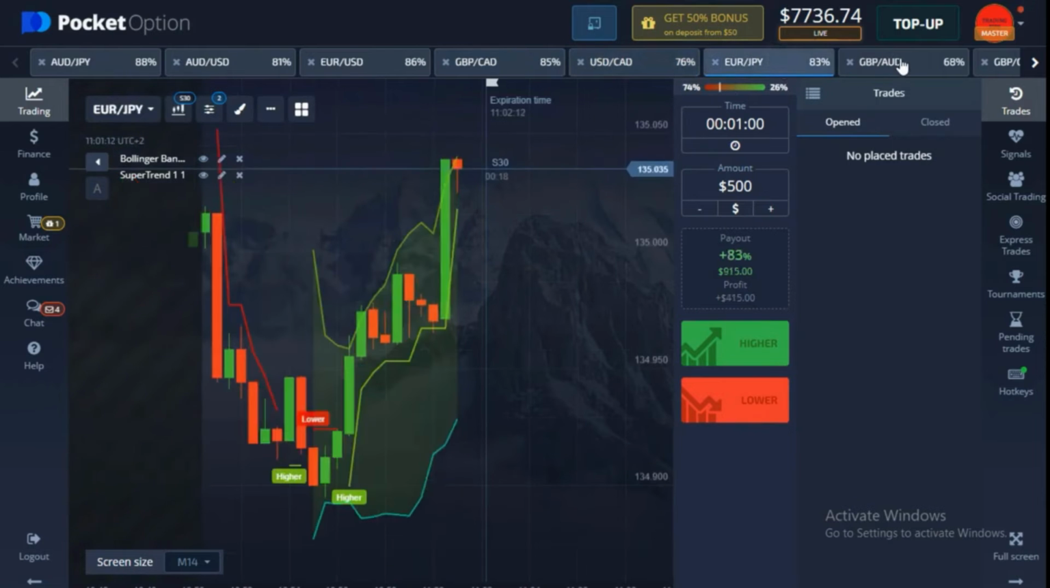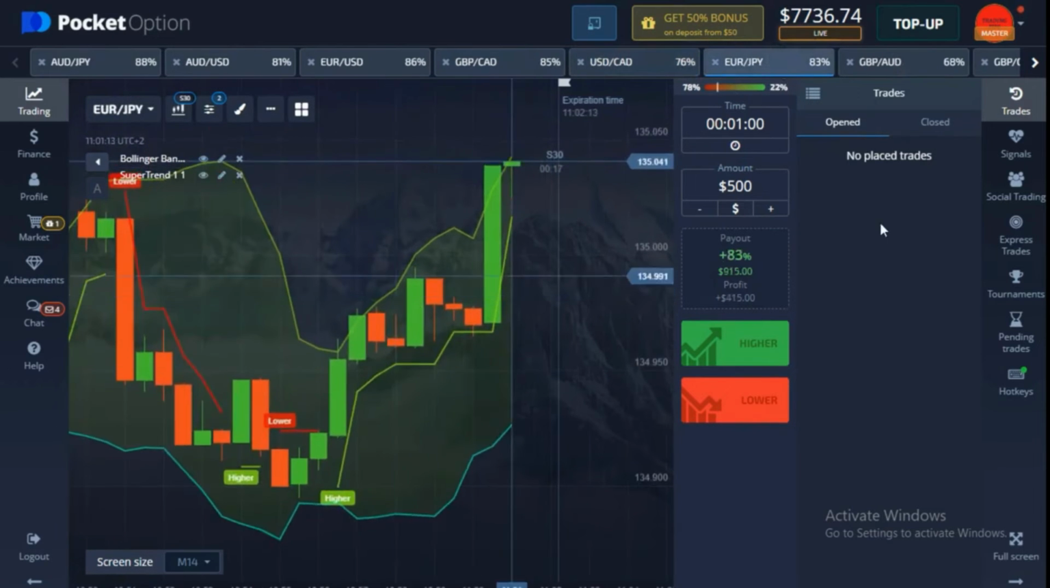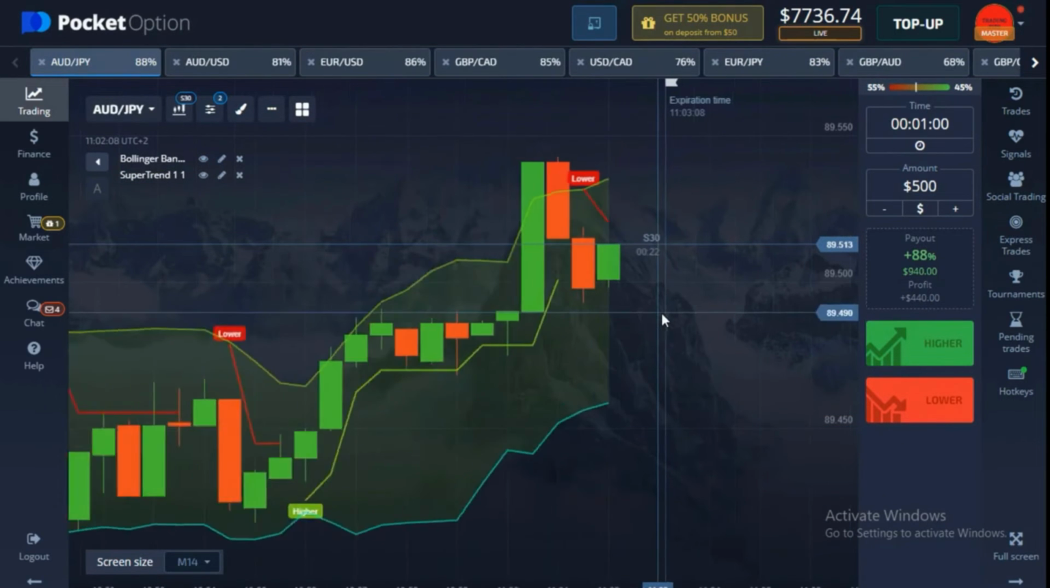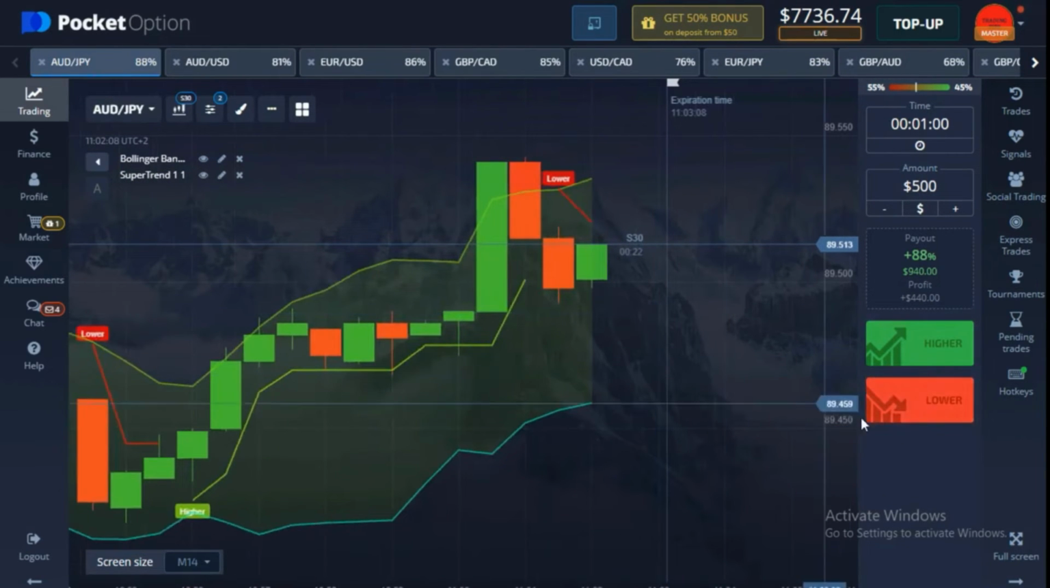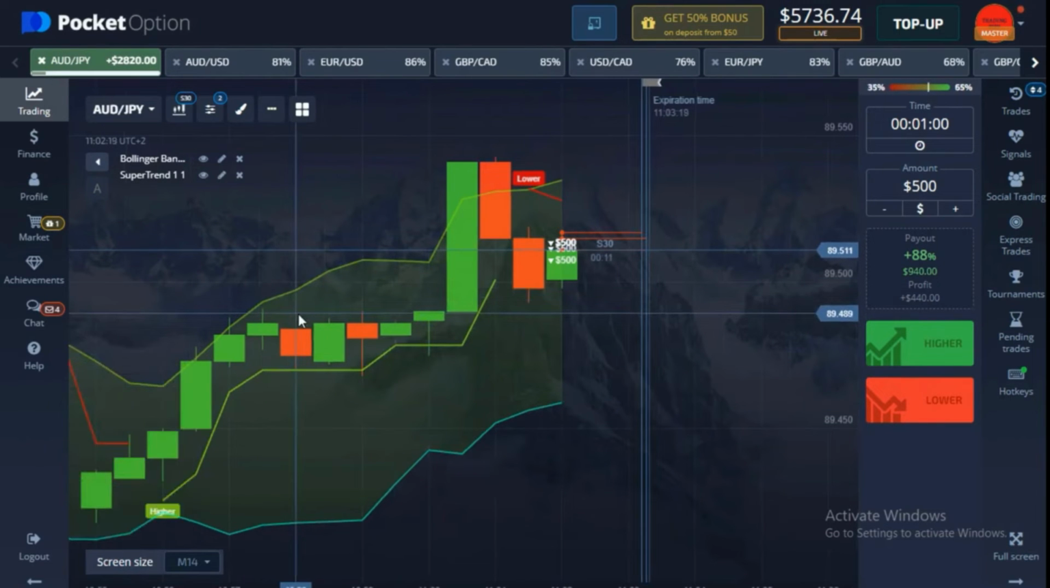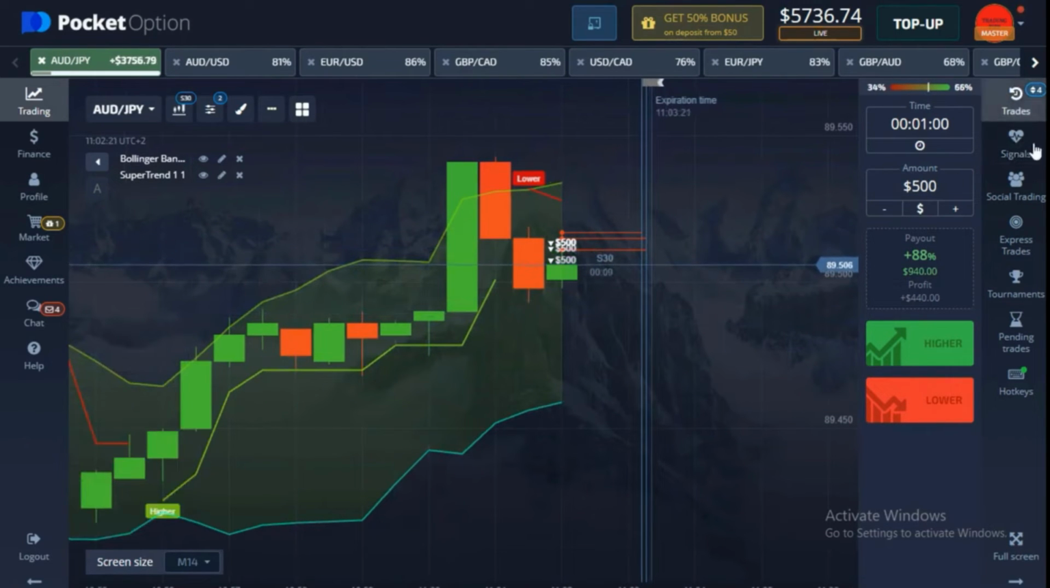I'm analyzing now. When I get a good moment, I'll come down and take a trade. Okay guys, another good moment for a down trade. Let me place 2 trades on that. Okay, sorry, I actually put 4 trades, but let's see.